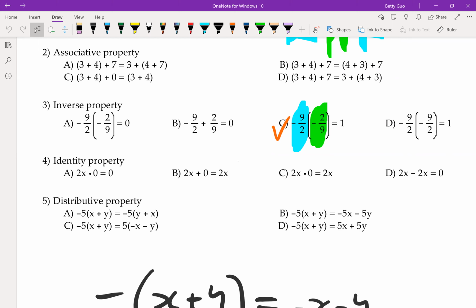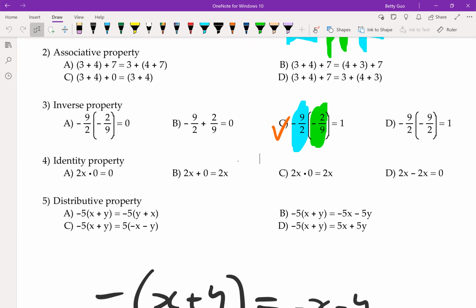Number 4, identity property. Question: how many identities do we have? 2 identities, right? One is additive identity, the other is multiplicative identity. Anyone can tell me what's the additive identity? 0, exactly. 0 added to any number will not change the value of the number, right? So 0 does not contribute in addition. 0 is the additive identity.